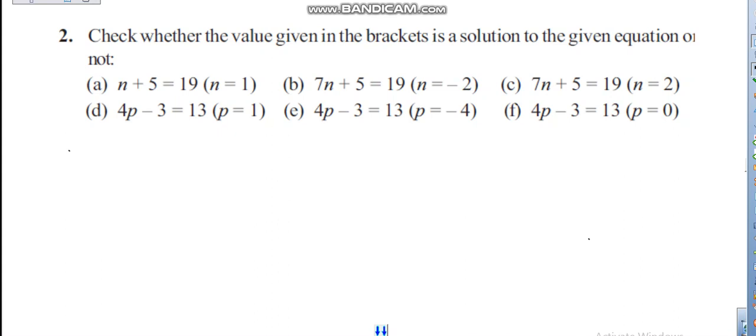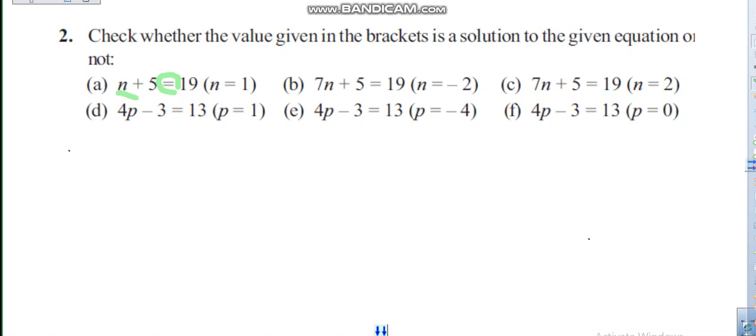Yesterday I have told you about the simple equation. Equation means a statement containing an equal sign and a variable. For this, let us see a part. In this statement there is an equal sign and a variable, so this is known as an equation.